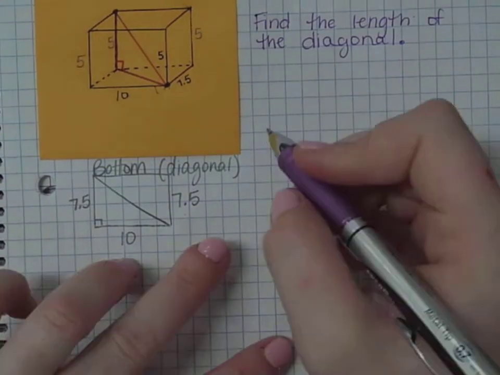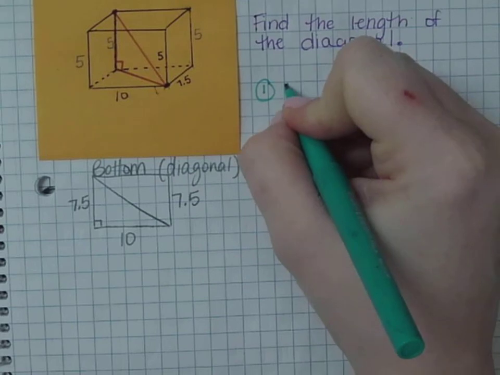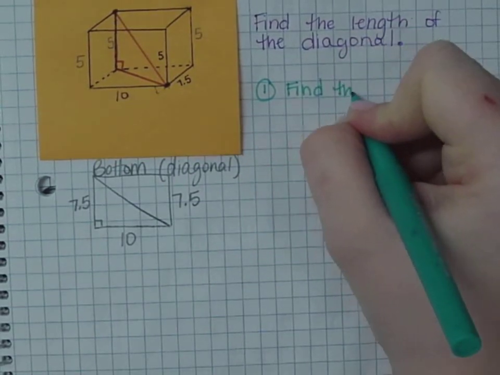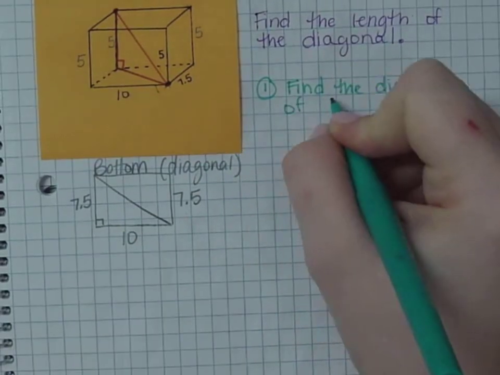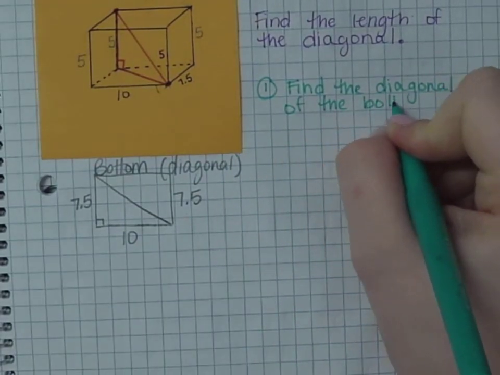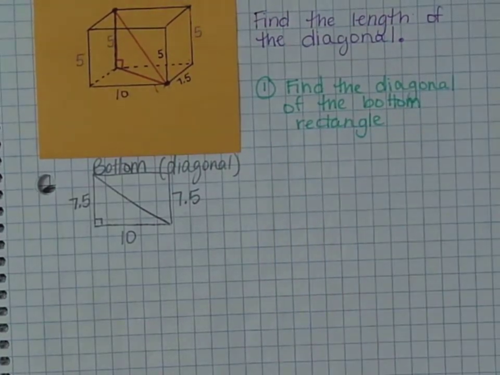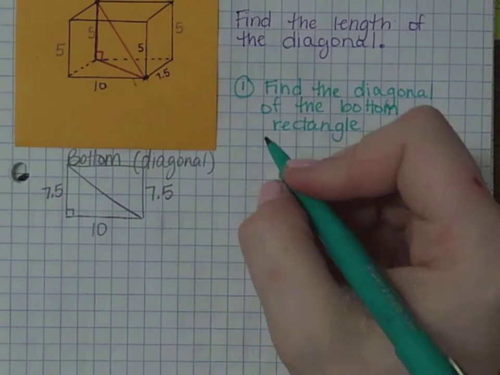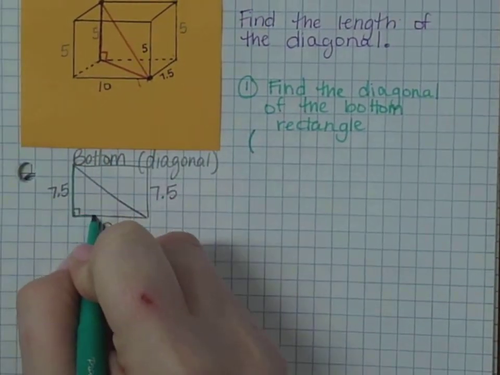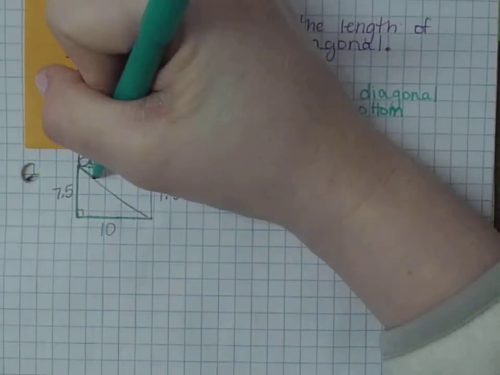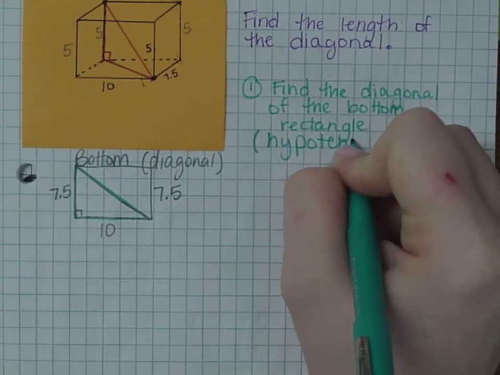So we actually have to find, so our first step, step 1, is find the diagonal of the bottom rectangle. So we want to find the diagonal of the bottom rectangle, and of course we have this leg and this leg, so we need to find the diagonal, which is also the hypotenuse.